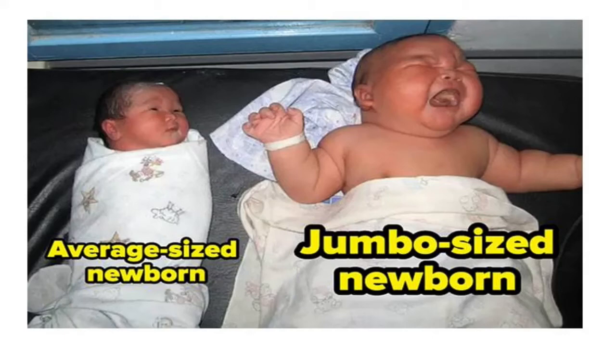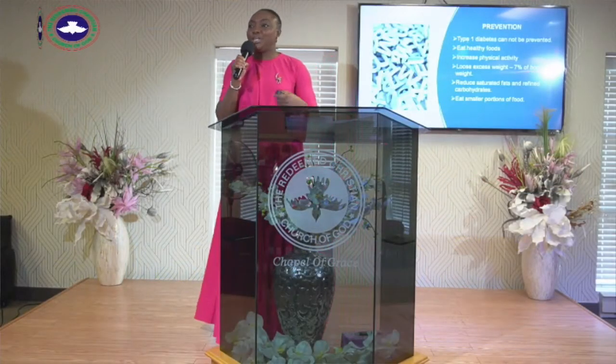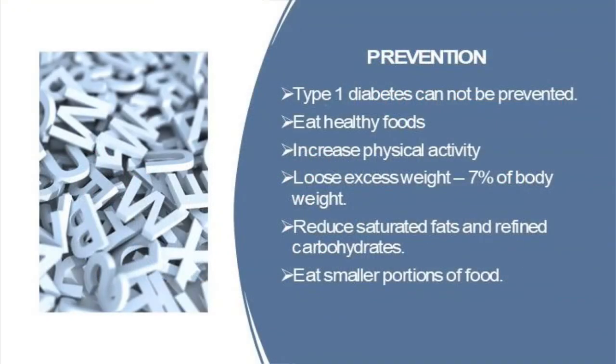So, prevention of type 1, type 2 diabetes, pre-diabetes, and gestational diabetes. Type 1 cannot be prevented. Once the immune system has been sparked to attack the body system, there's really nothing we can do about it. It goes ahead and attacks the pancreas. But lifestyle modifications can help with the other types.